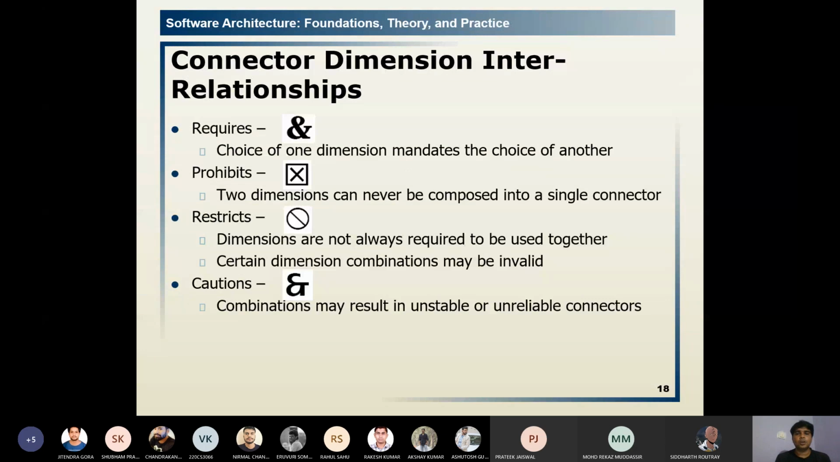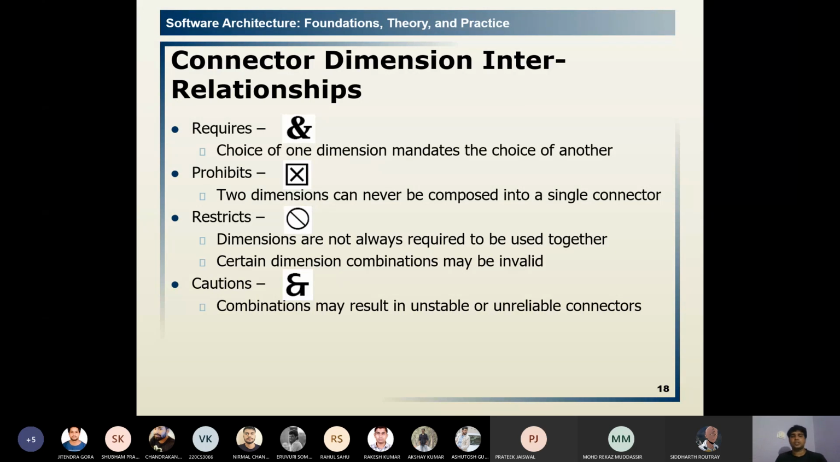So connector dimension interrelationship is required. So how to do the notations? Require, an important symbol, we have to give. Choice of one dimension mandates the choice of another. Then prohibits, the cross mark. Two dimensions can never be composed into a single connector. If there are two different dimensions, they can never be allowed to compose into a single connector.